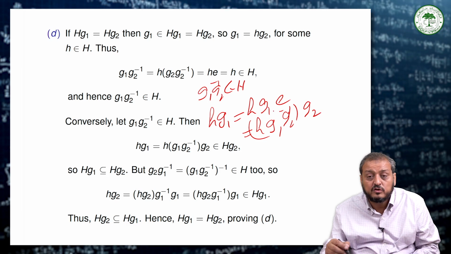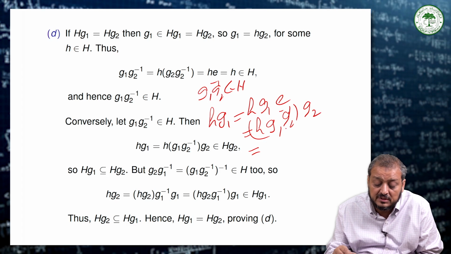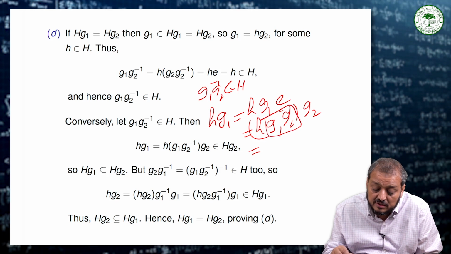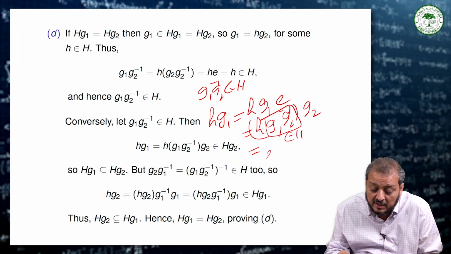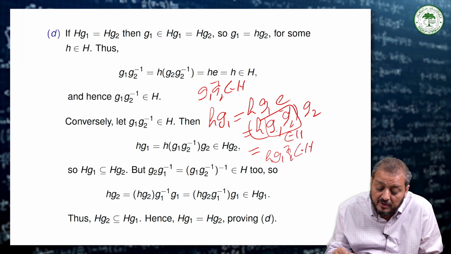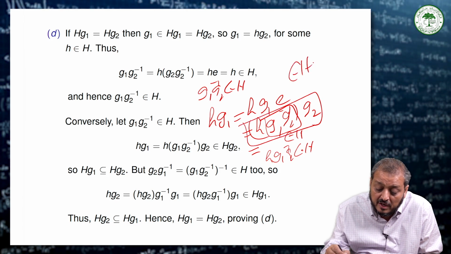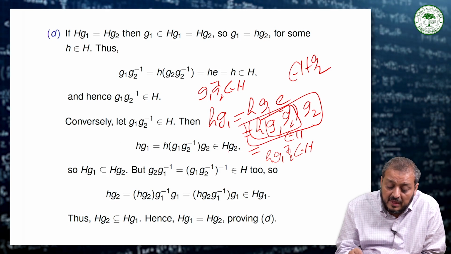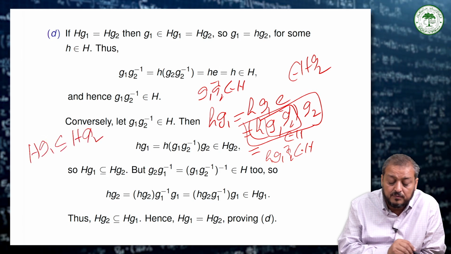Since g1 g2 inverse is an element of H, and H is an element of H, the product H g1 g2 inverse is an element of H. So the whole expression is an element of Hg2. So we have shown that Hg1 is contained in Hg2.